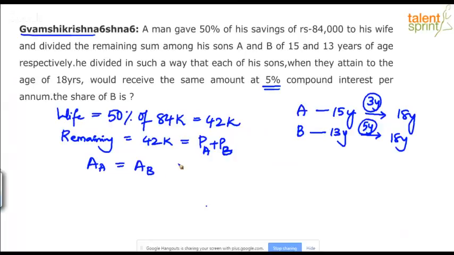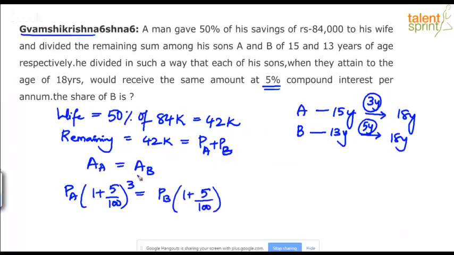What do you mean by amount? Just now we have seen, right? Principal of A into 1 plus R. What is R? Same 5%. 5 by 100 to the power of T. See, time for A is 3 years. Right? After 3 years equals to amount for B is PB into 1 plus 5 by 100 whole power of time for B, which is 5 years, because he will attain the age of 18 after 5 years. So after 5 years, his amount will be equal to the amount of A after 3 years. Simplify this. So 1 plus 5 by 100 whole power 3 gets cancelled here. This will give you square.